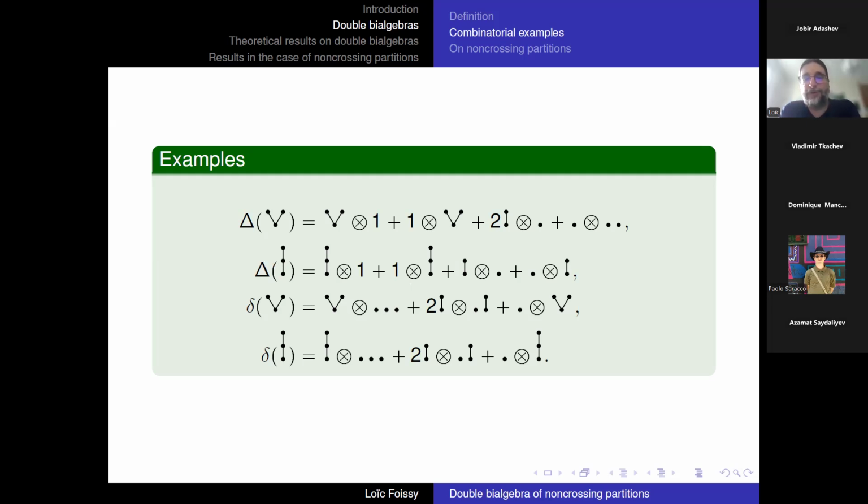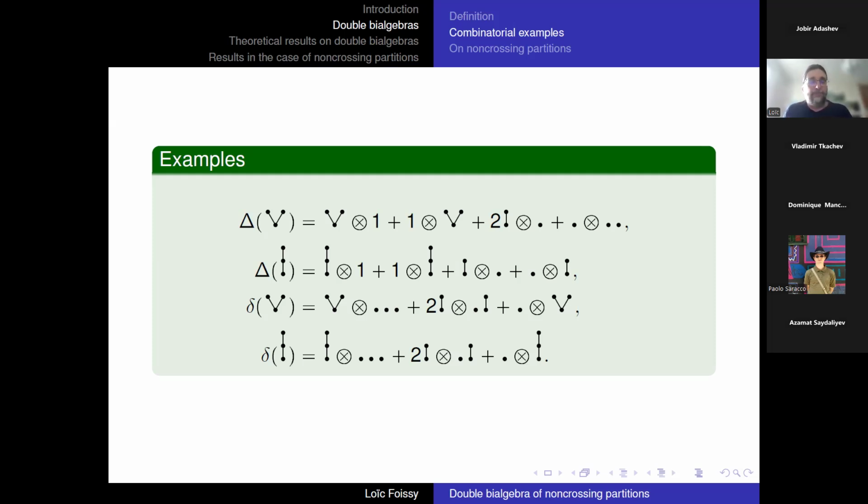And the second coproduct is also given by contraction of edges. So for example, for this, I can contract this edge, I obtain something like this, or this edge, I obtain something like this, or both edges, I obtain something like this, and the edges I have contracted go on the right, which is quite similar to the graph, in fact. So this is a double bialgebra also.